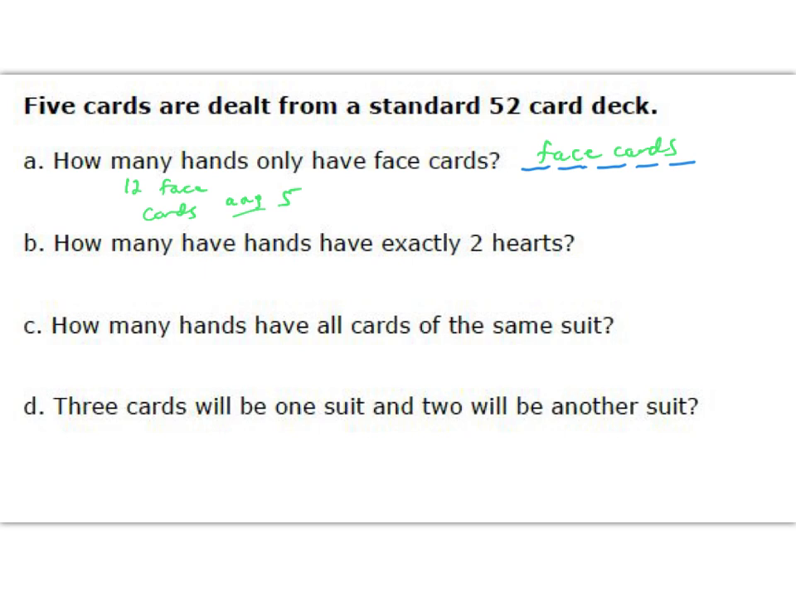Well, how would you figure that out? You would take the number of combinations of 12 face cards, taken 5 at a time. Now, why would we use combinations here? Because it really doesn't matter the order in which you get specific cards. It just matters that they're all face cards. So I'm going to do combinations of 12 choose 5. That ends up being 792 according to my calculator. So there are 792 different hands that contain all face cards.